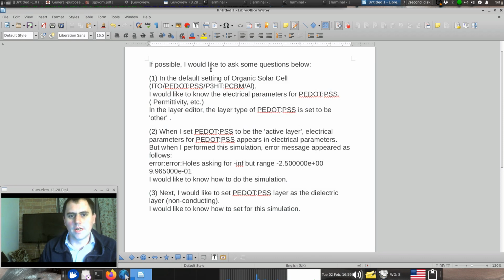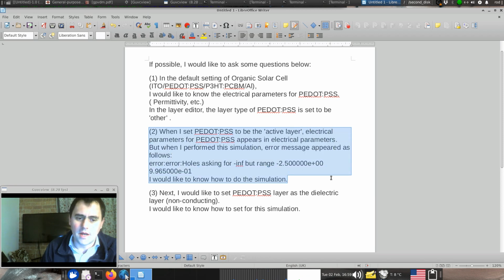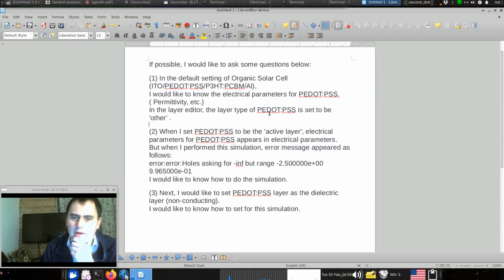First he says, I'd like to ask some questions. In the default organic solar cell, I'd like to know how to set the electrical parameters of the PEDOT, so permittivity, etc. And he says, when I set the PEDOT to an active layer, I get this error. I'm paraphrasing a bit there. Effectively, the question is, how do we include PEDOT as an active layer in the simulation?